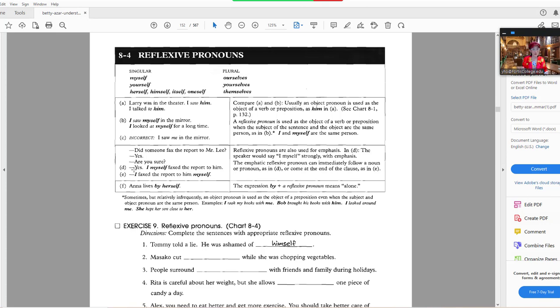Are you sure? Yes. I myself faxed the report to him. I myself read the book. So I myself know exactly what's going on. So when I use "I myself," that's used for emphasis. I faxed the report to him myself.